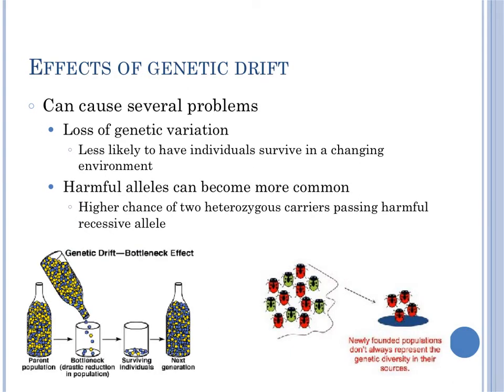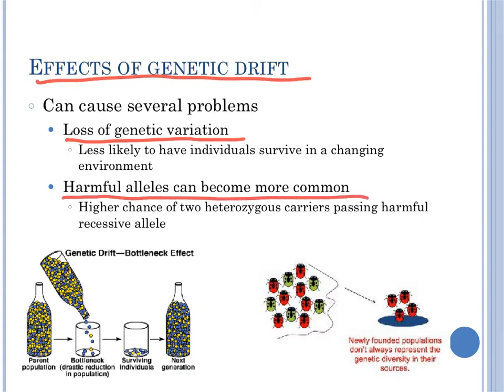A couple of issues come up with genetic drift. Number one is there's a loss of genetic variation. Remember, genetic variation is necessary to keep the species viable because you have a lot of different individuals that could handle the environment. And second part would be harmful alleles could become more common since it's a small gene pool. You have a higher chance of 2 heterozygote carriers passing on a harmful recessive allele to their offspring.